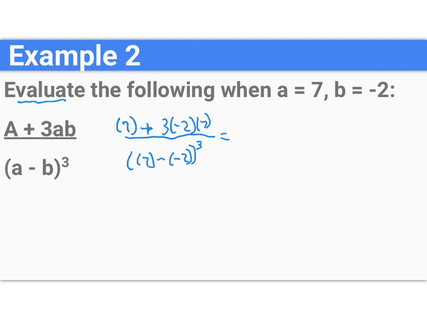Okay, so 7 plus 3 times 2 is 6, 6 times 7 is 42, and that's negative, all under 7 plus 2, because 2 negatives become a positive, so we have 9 cubed, and we have -35 over 9 cubed is 729.